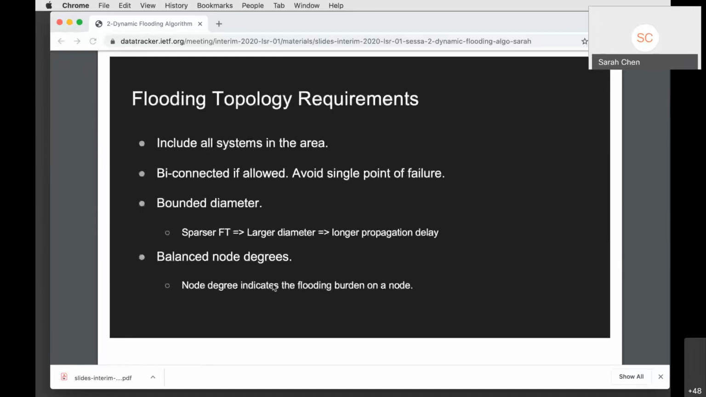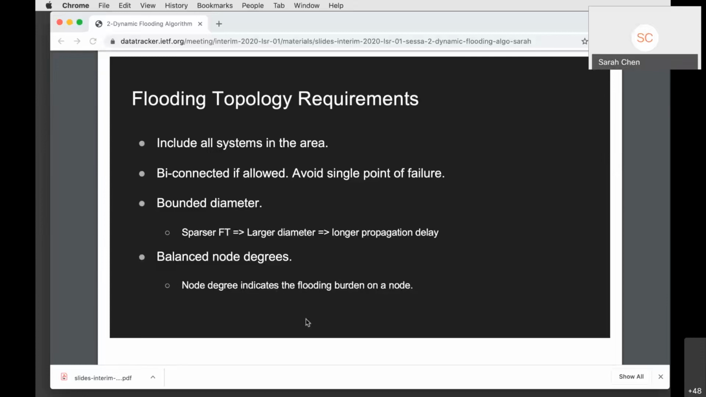In the dynamic flooding draft, it listed a few requirements on the flooding topology. First, the flooding topology has to include all the systems in the area. Obviously, everyone wants to receive the link state update. Second, the flooding topology has to be bi-connected to avoid a single point of failure. A cycle is a good example of bi-connected graphs. If any node or link fails, then we have another path to reach all the other nodes. The remaining flooding topology is still connected.